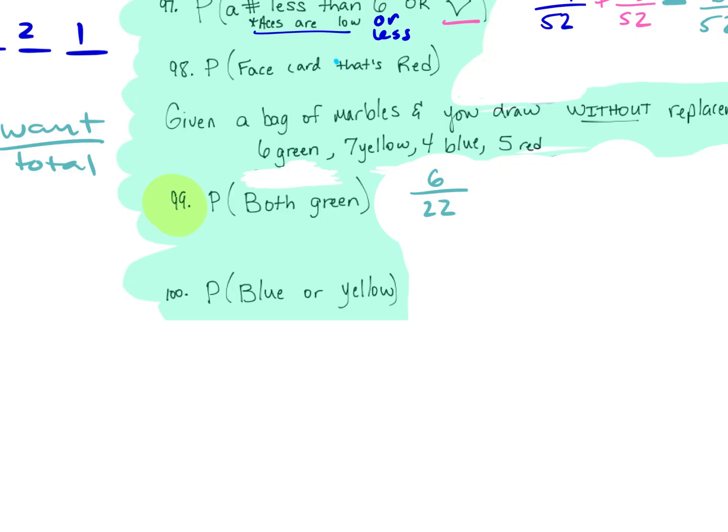So I pick a green one out and I put it on the table because I'm going to assume that it's what we want. How many green marbles do we have left in the bag? 5. We have 5. Over how many marbles total do we have left in the bag? 21, because we have one less because we put it on the table. When it says that both are green, if it says both or if it says neither, this is an and. I'm assuming that I pick a green one and another green one. And means that we multiply.